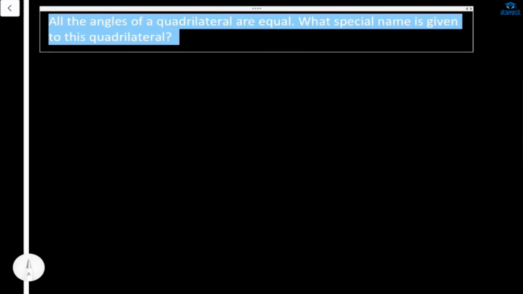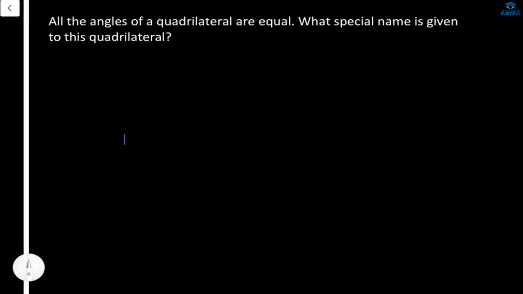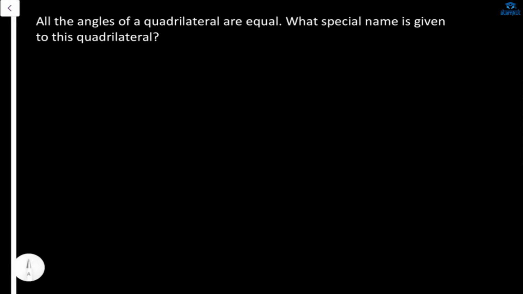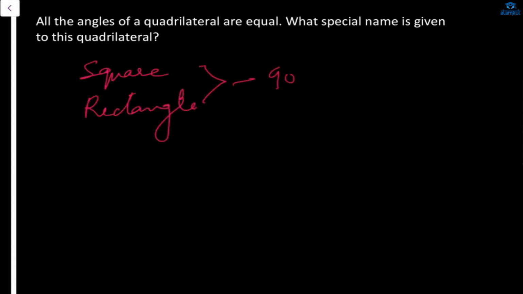All the angles of a quadrilateral are equal. What special name is given to this quadrilateral? If all the angles of a quadrilateral are equal, then which type of quadrilateral is it? Ma'am, square. Only square, Razi? It is not talking about the sides, it is talking about angles. Ma'am, rectangle also. Yes, because in both of these all the angles are equal to 90 degrees. If it was talking about the sides, then square is there and rhombus is also there. But if it is talking about sides and angles both, then only square is there. But here it was talking about only angles, so square and rectangle both will be there.